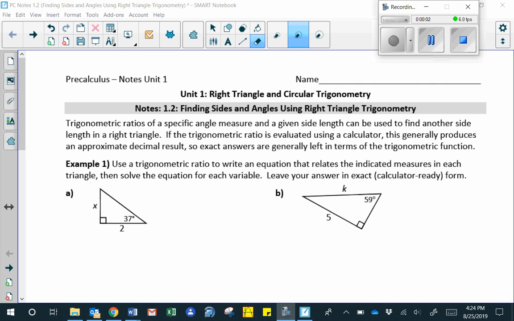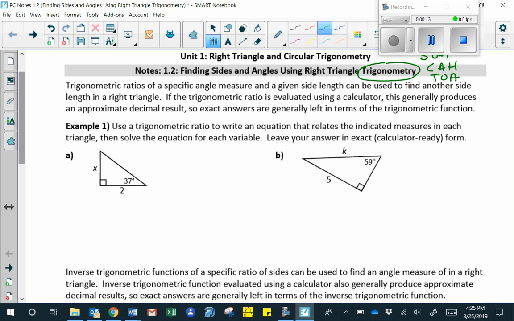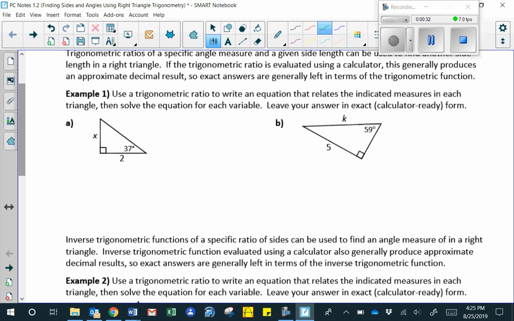Okay, today we're going to take a look at finding sides and angles using right triangle trigonometry, otherwise known as SOHCAHTOA. We can set up an equation and solve an equation, and then we can put our result into a calculator. That's going to give us a decimal result, which is approximate. So if I ask for an exact answer, that's going to indicate that we just put the answer in terms of a trig function or a calculator-ready form.